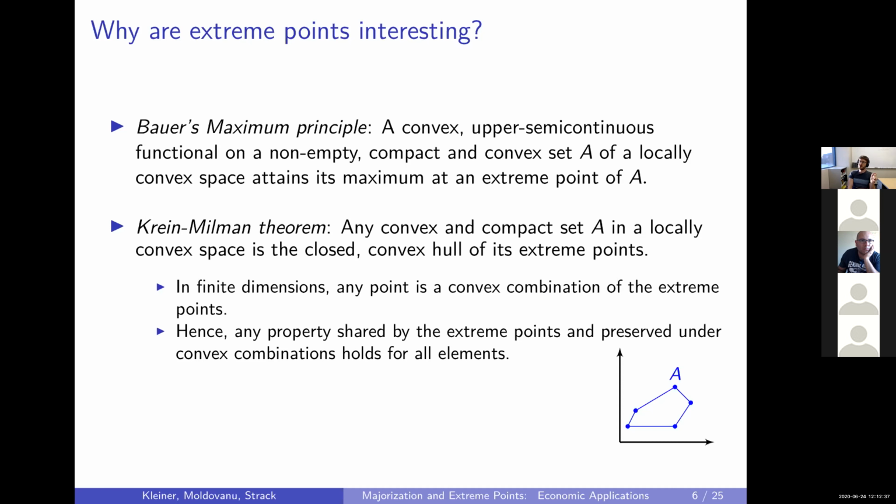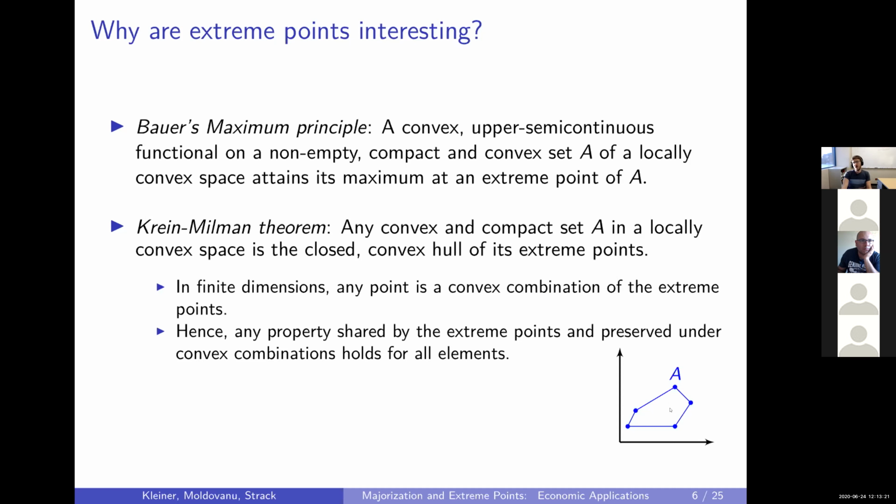Moreover, knowing the extreme points could help you solve the optimization problem, because now you don't have to search over the whole set. You could simply optimize over the extreme points. So this is one motivation why it's interesting to know a lot about extreme points. The second reason stems from results like the Carathéodory theorem or the Krein-Milman theorem, which, for example, says that any compact and convex set is the closed convex hull of its extreme points. Again, to give you a simple picture, like here in finite dimension, this is just saying that every element of the set can be written as a convex combination of the extreme points.